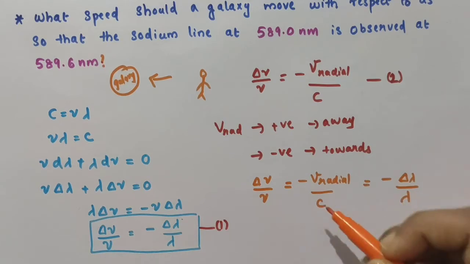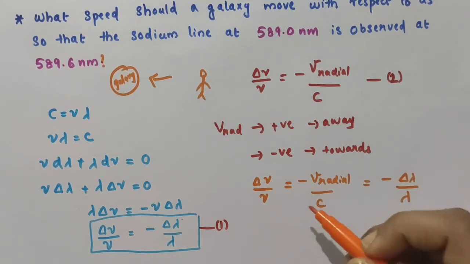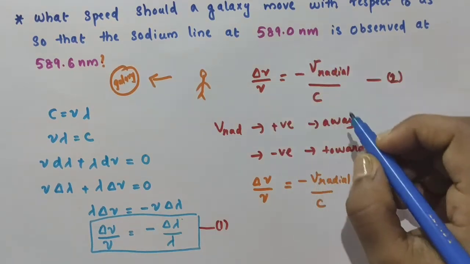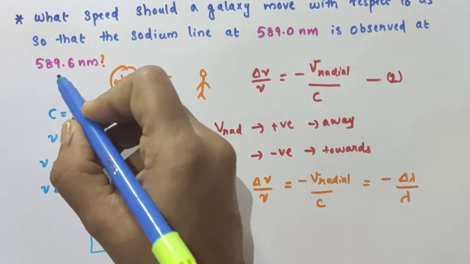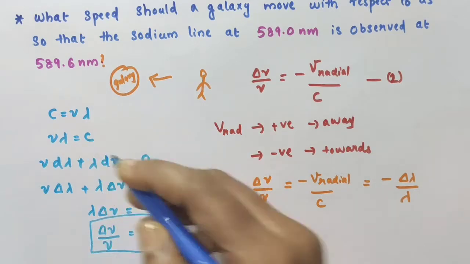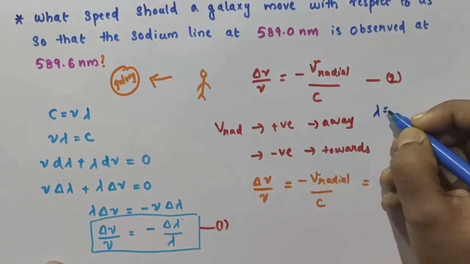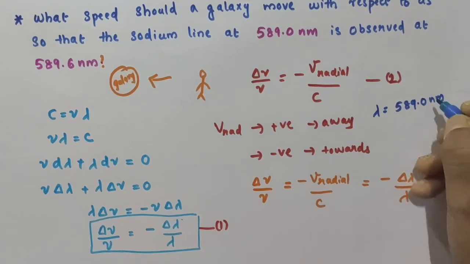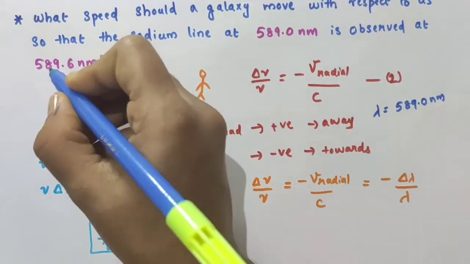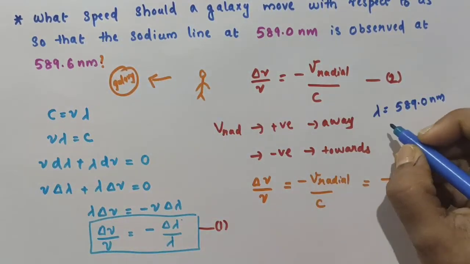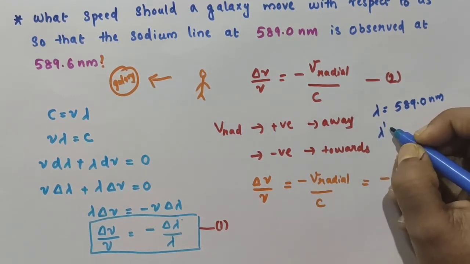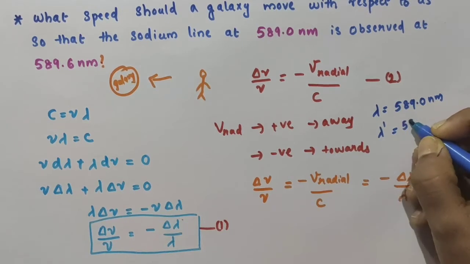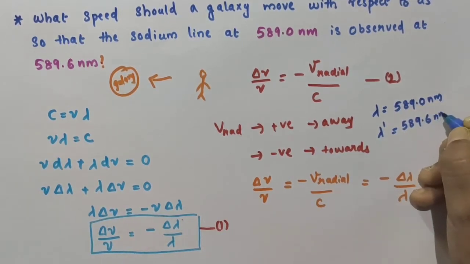Okay, it is given that the sodium line at 589.0 nanometer is observed at 589.6 nanometer. That is, the actual wavelength was 589.0 nanometer, but after some time it is observed at 589.6 nanometer. So the observed wavelength, I am taking it as lambda dash, which is equal to 589.6 nanometer.